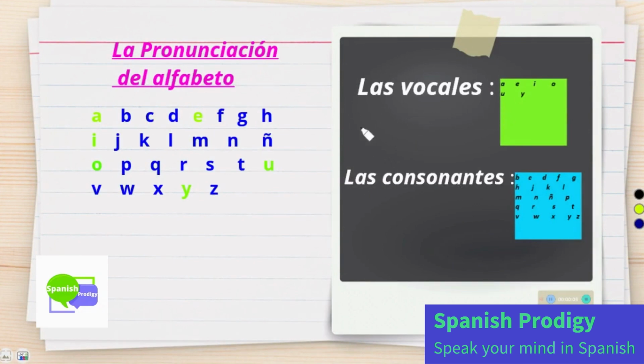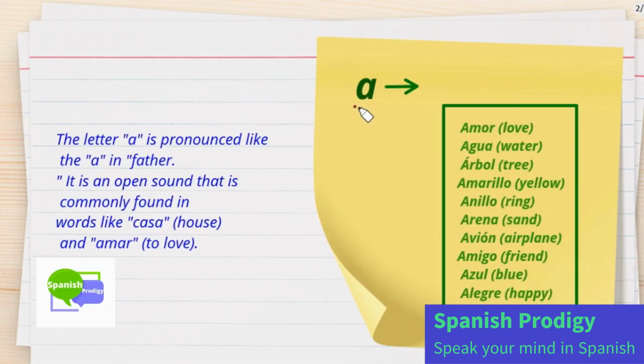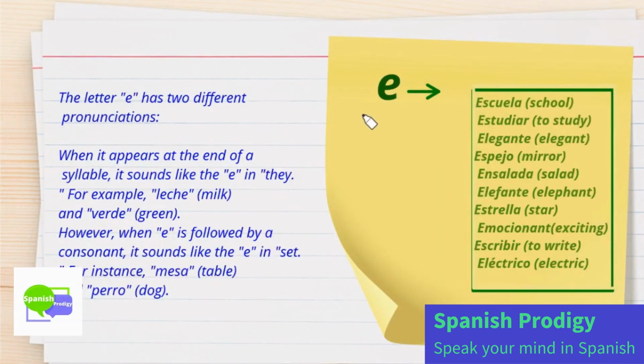They are A, E, I, O, and U. Understanding the correct pronunciation of vowels is essential for improving your Spanish speaking skills. So let's get started. The letter A is pronounced like the A in father. It is an open sound that is commonly found in words like casa, which means house, and amar, which means to love.